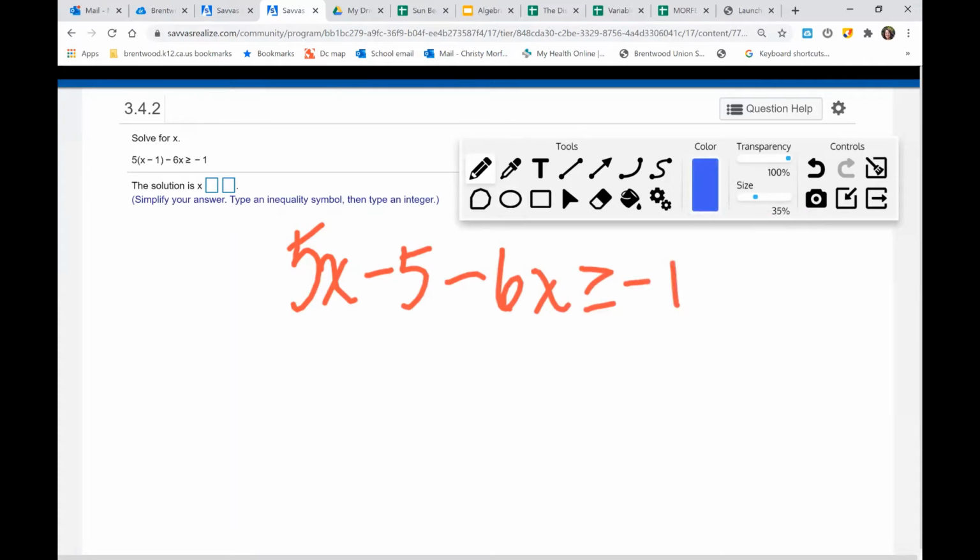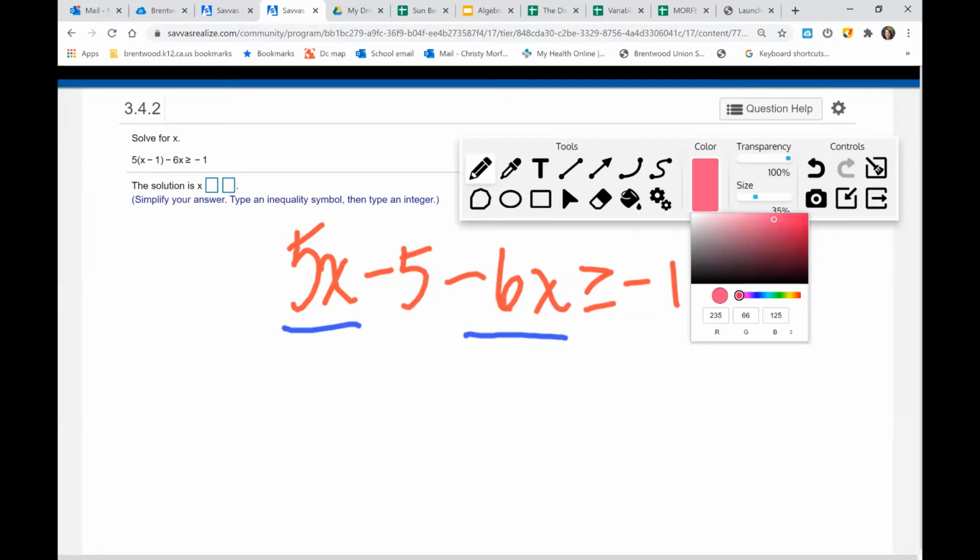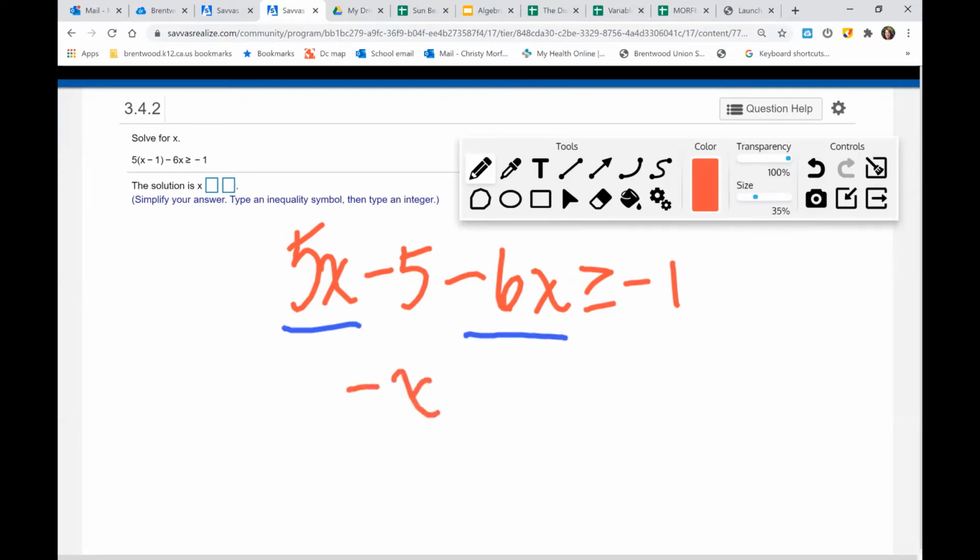Then I need to combine like terms. So these two are like terms on the same side of the problem. So if I combine those, 5x minus 6x is -x or -1x. I copy the -5, I copy the greater than or equal to sign, I copy the -1.